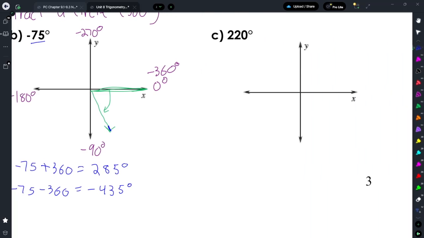All right, now positive 220 degrees. Okay, 0. We're going in the positive direction this time.